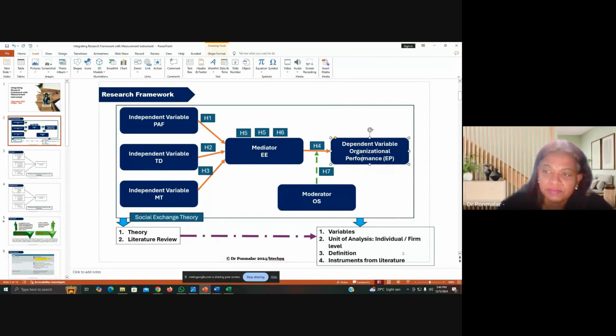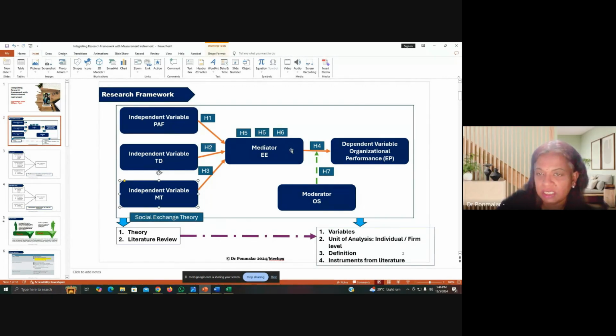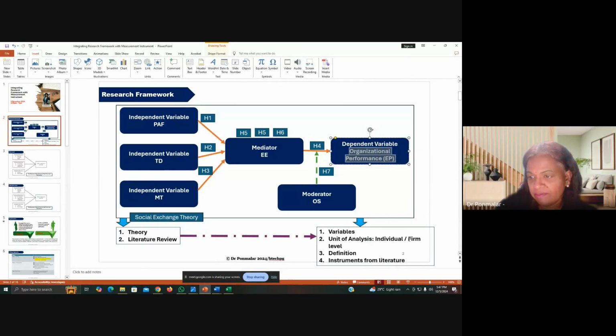Look properly. Who will answer these questions? Individual. Individual training, individual mentoring, individual employee engagement. Can one respondent from a company, one employee from a company, answer the organizational performance of the company? No. So that means organizational performance is firm level. All these will be individual, but when we come to here, it goes into firm level.